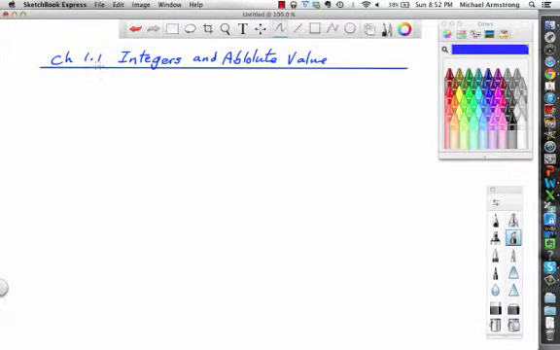Okay, this is chapter 1.1, integers and absolute value. First, I have to explain what an integer is. An integer is a number. It's kind of like a counting number. It includes 1, 2, 3, 4, and so on into infinity. But it also includes 0.